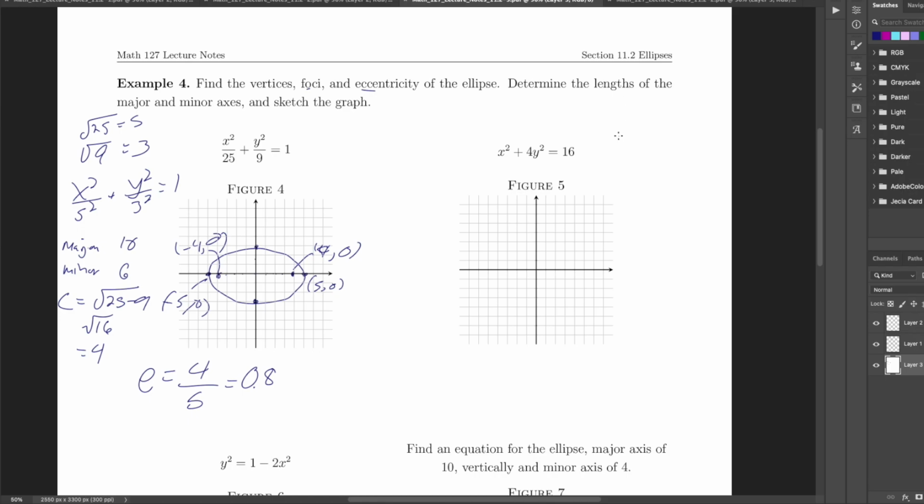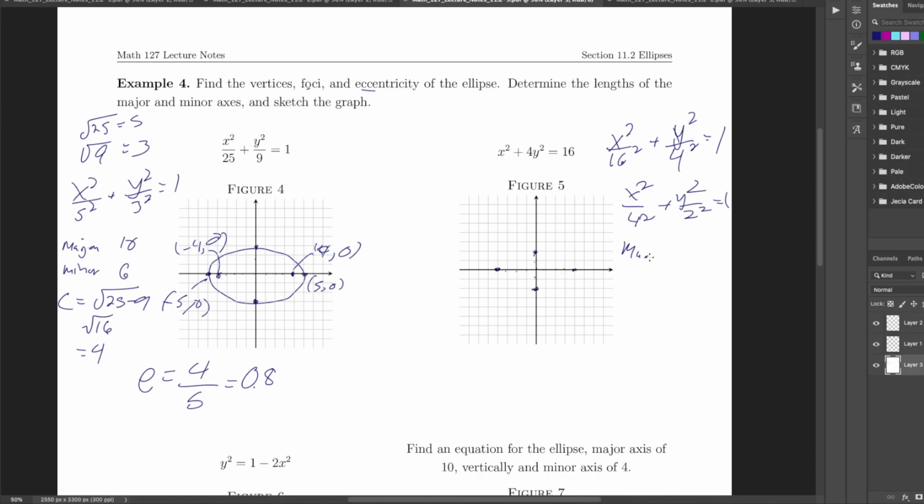Here, we're going to have to divide by 16, so I'll have x squared over 16 plus y squared over 4 equals 1, because this has to be a 1. So it's not a 1, divide it out. This becomes x squared over 4 squared plus y squared over 2 squared equals 1. And so here we'll go over 4, 1, 2, 3, 4. Here we go over 4, 1, 2, 3, 4. Here we go up 2, 1, 2. We'll go down 2, 1, 2.